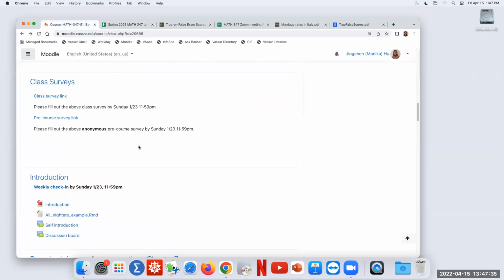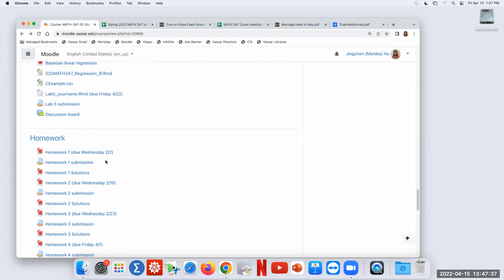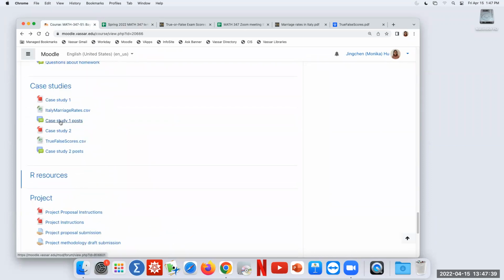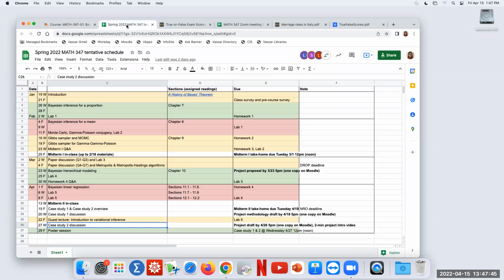And now on Moodle, we have this place where you can post your analysis in the forum format, just like what you used to do. And so people will get a notification whenever someone posts it. So that will be the plan for Wednesday the 27th.